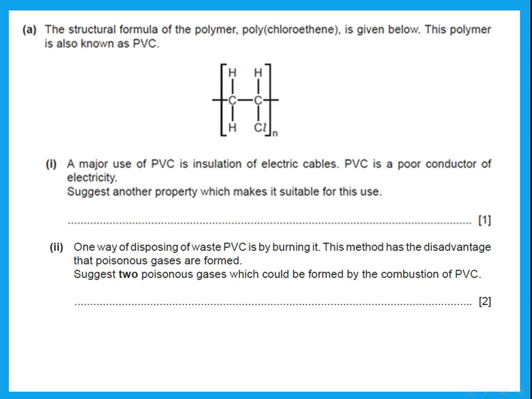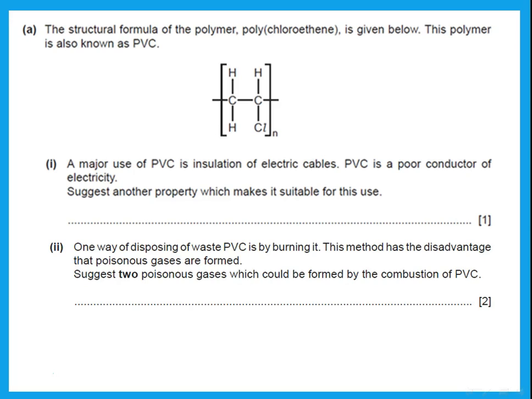Okay, the structural formula of the polymer polychloroethene is given. The polymer is also known as PVC. A major use of PVC is insulation of electric cables. Now, he already tells me that PVC is a poor conductor of electricity, so just another property which makes it suitable for this use. Now, this polymer that he draws a part of, we use it as insulation.